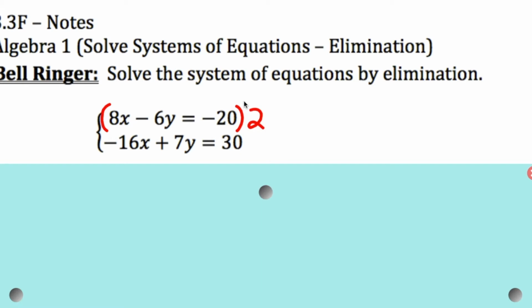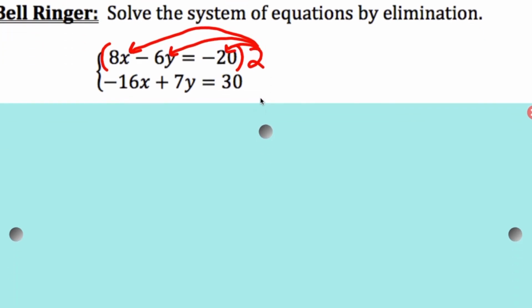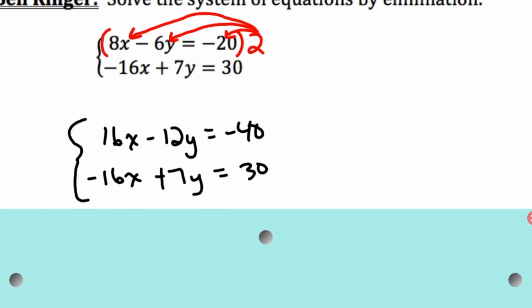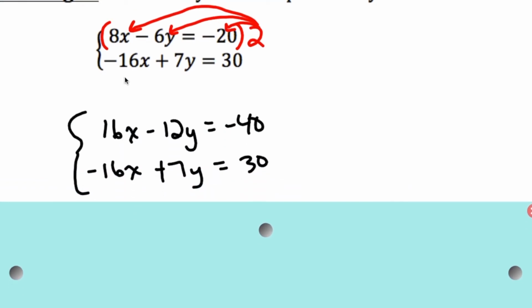So if I multiply by 2, we're going to remember we need to distribute this through here. So this 2 will be multiplied by every term inside the parentheses and every term in that top equation. So what I'm left with is this. 2 times 8x is 16x. 2 times negative 6y is negative 12y. And 2 times negative 20 is negative 40.